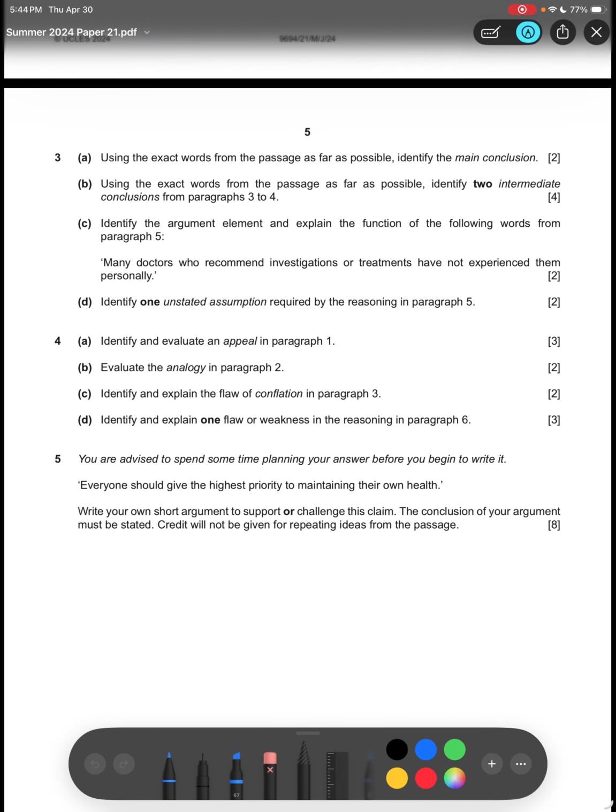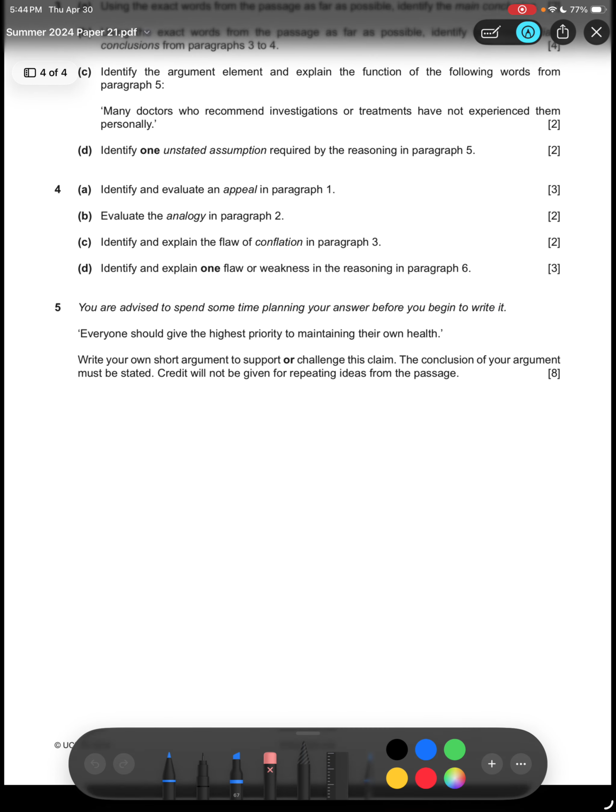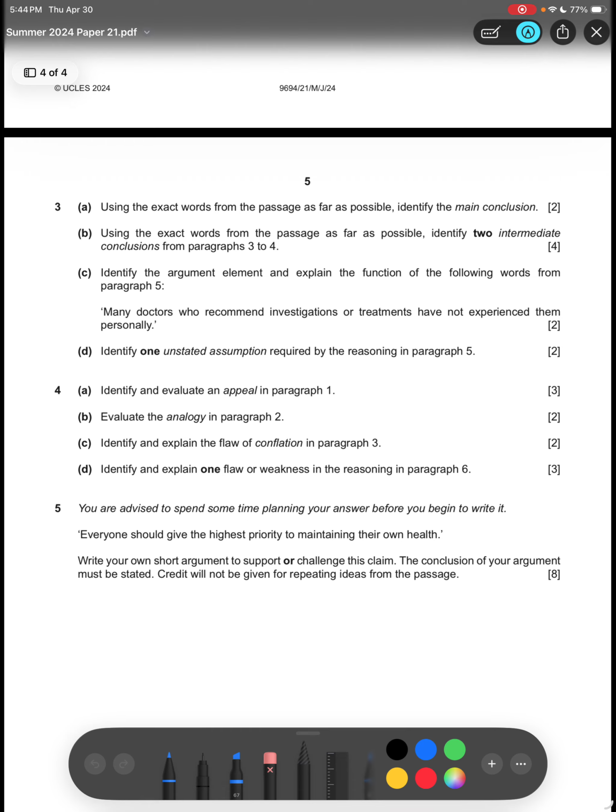Okay, we're going to work through this whole questions 3, 4, and 5 again. So we're on the paper, it's May, June of 2024, paper 21. It's the summer one there. And we're going to work through what you do with this setup.